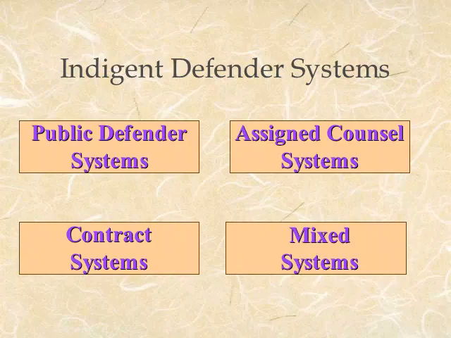There's different ways that people get representation. Obviously, the Constitution says that you have the right to an attorney. We're going to discuss some of those different systems. Indigent means that you don't have any money. So indigent defender systems include public defender system, assigned counsel, contract counsel, and mixed systems.